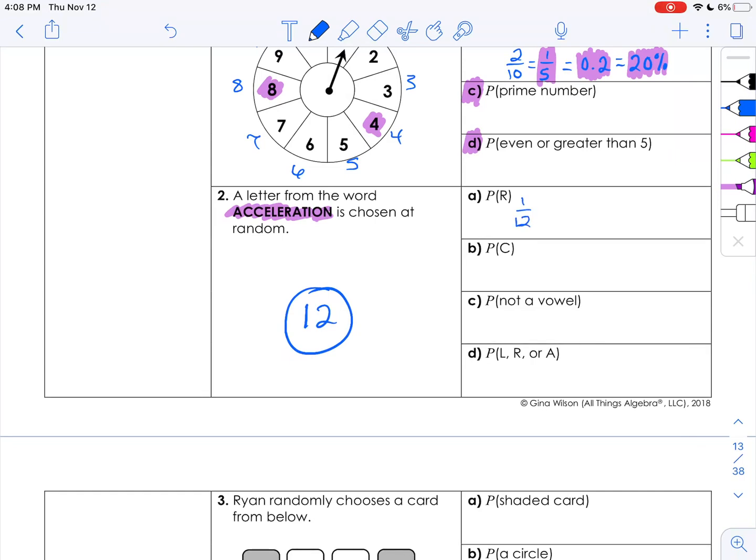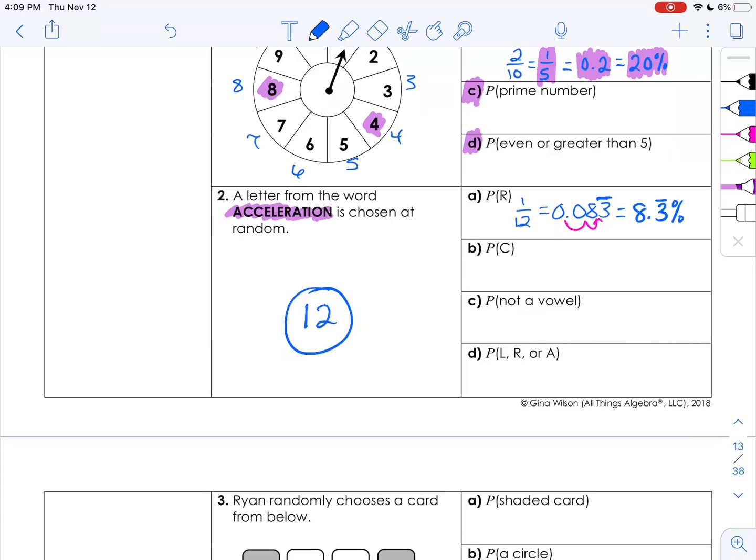This ratio is already in simplest form, so we can change it to a decimal by dividing 1 divided by 12. And again, using a calculator, that gives us 0.083 repeated. Remember, we talked about the repeating sign. We draw the line above the number that's repeating. And then as a percent, we're going to move our decimal 2 places to the right. So as a percent, it would be 8.3 repeated percent.